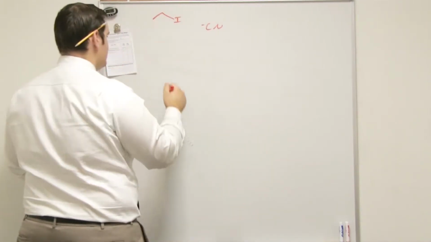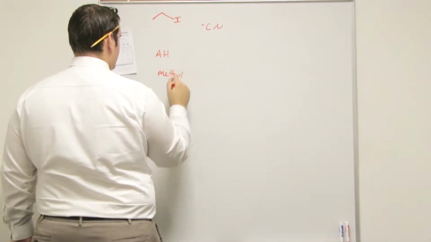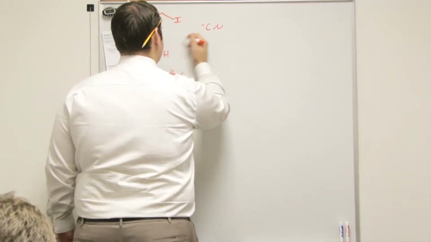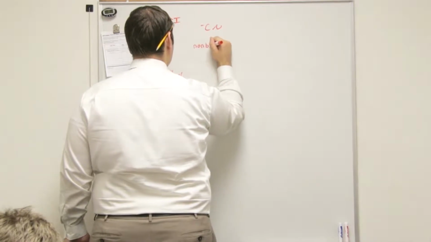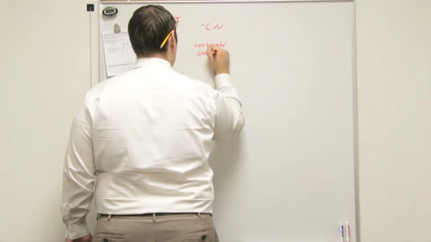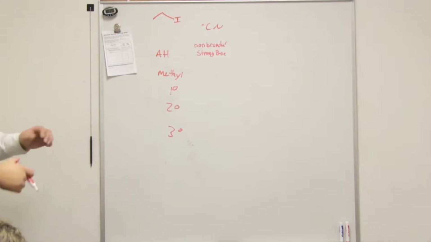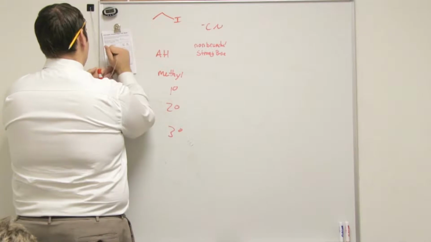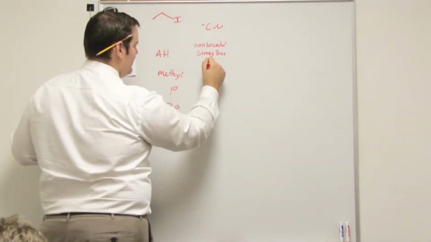We usually do this chart. If this is our alkyl halide, we have methyl, primary, secondary, and tertiary. React it with a non-branched strong base. So this is a lot of the principles you learn in chapter 8. If we have a non-branched strong base, that's an example of your ethoxide.